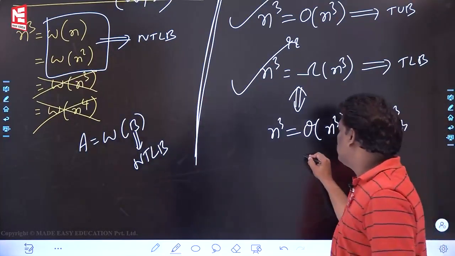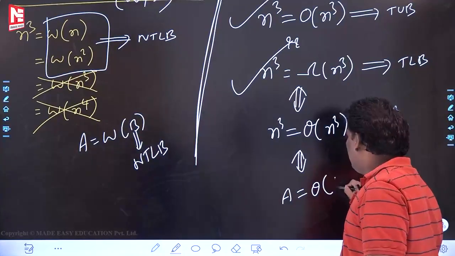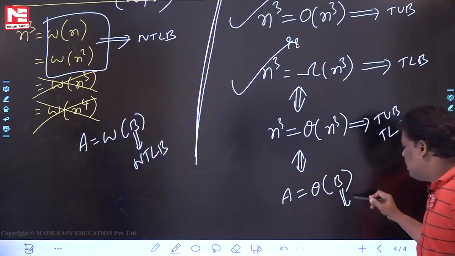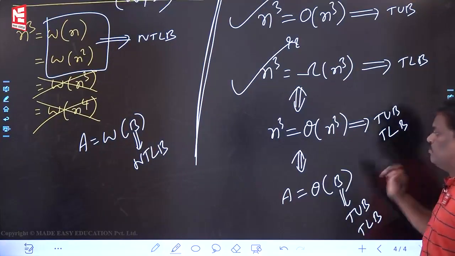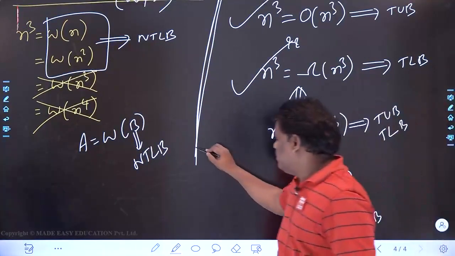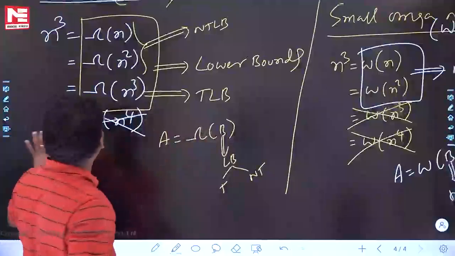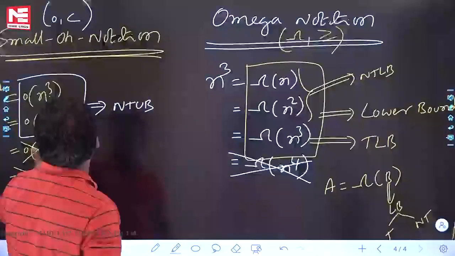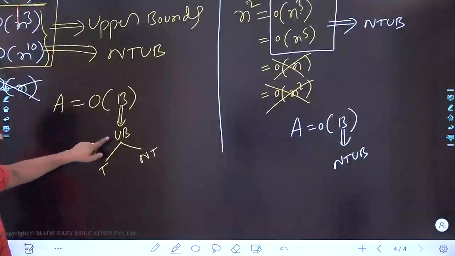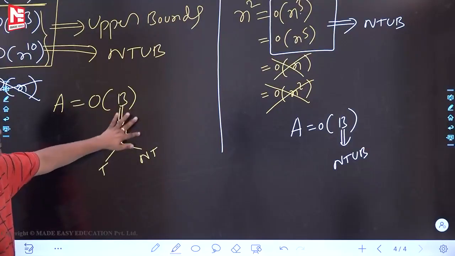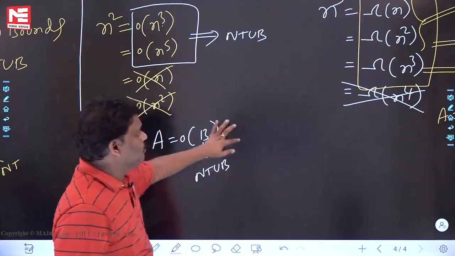Can you see the final conclusion? A is theta B. What is the meaning? It indicates that B is the tightest upper bound and also the tightest lower bound. That is the meaning of theta. Now can you help with big O, who is there on the right side? Let me go through all of them one time. In the big O notation, who is there on the right hand side? Upper bound, may be tight, may not be tight. What about small o? Upper bound which is not tight.